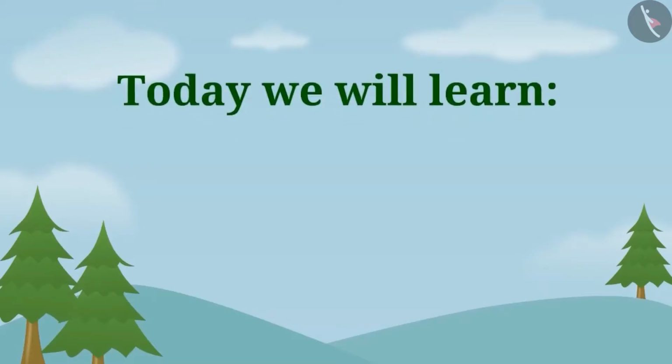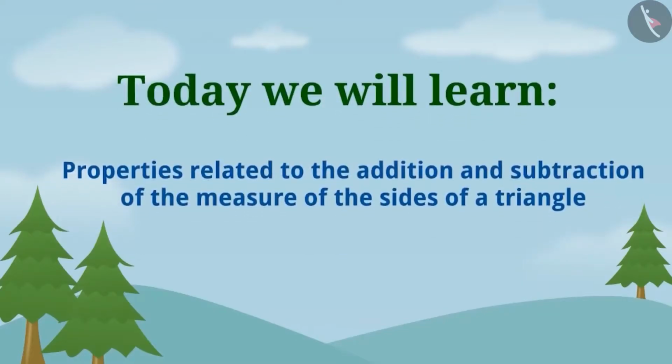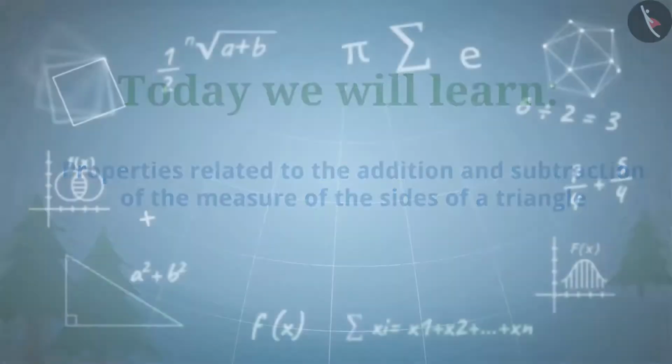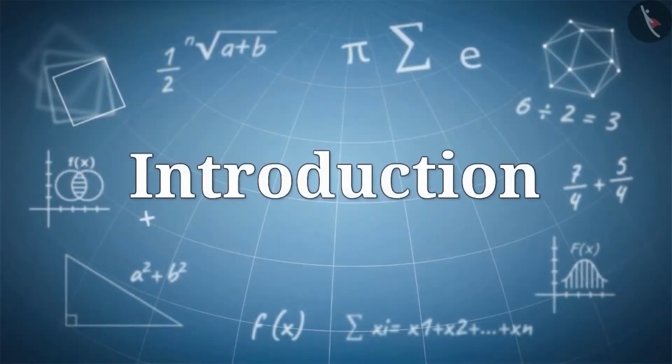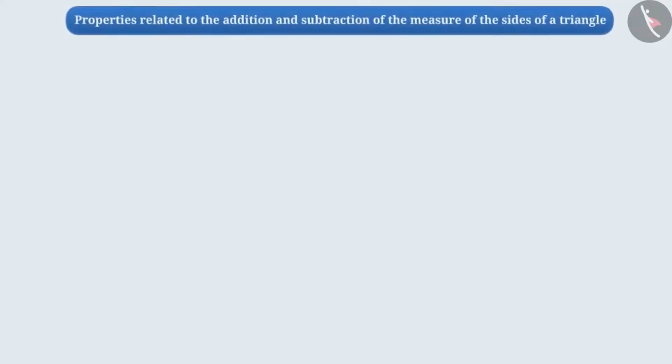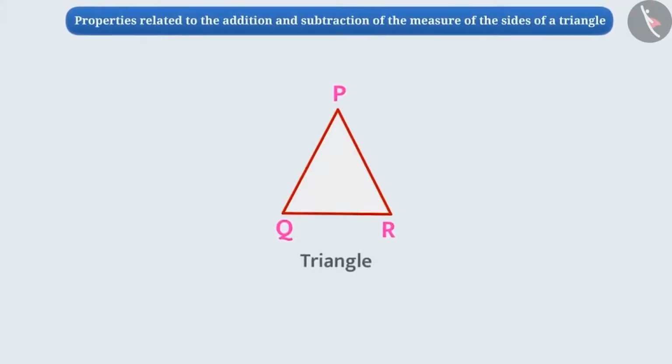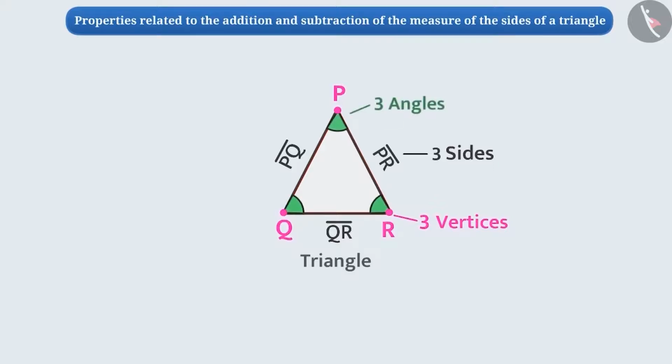Today we will learn about some of the properties related to the addition and subtraction of the measure of the sides of a triangle. You know that a triangle is a closed figure with 3 sides, which has 3 vertices and 3 angles.